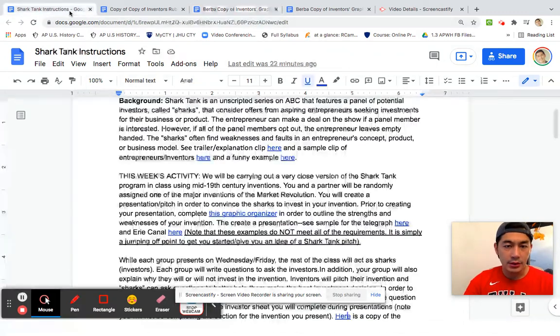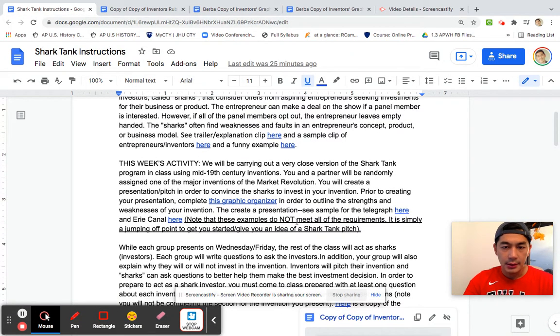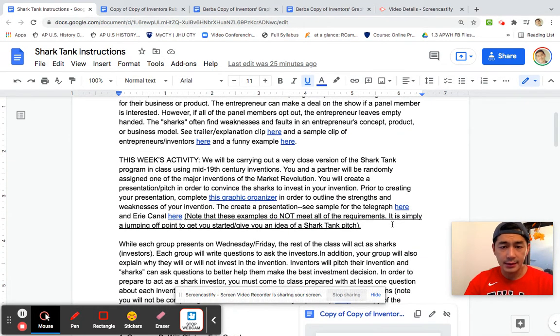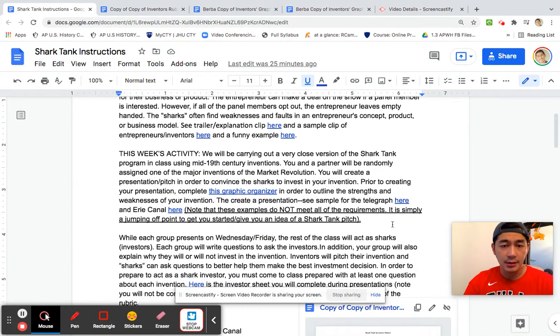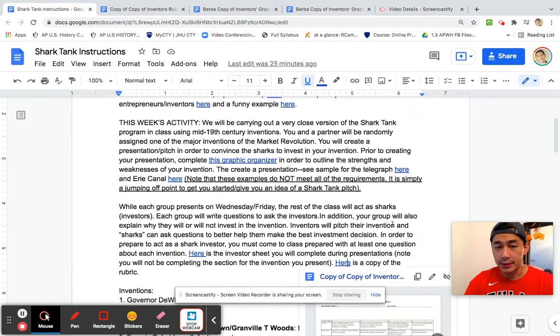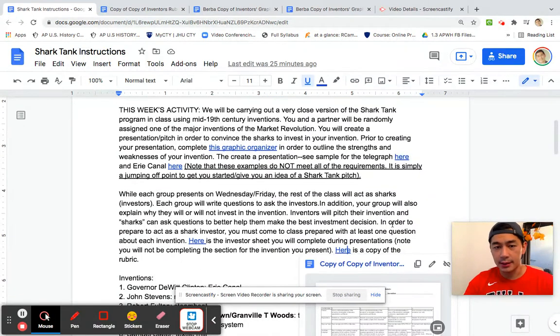So, going back to the instructions, we do have a sample here that you could look at. Note that these examples do not meet all the requirements. It is simply a jumping point for you to start to give your pitch and give you an idea of what a pitch might look like.